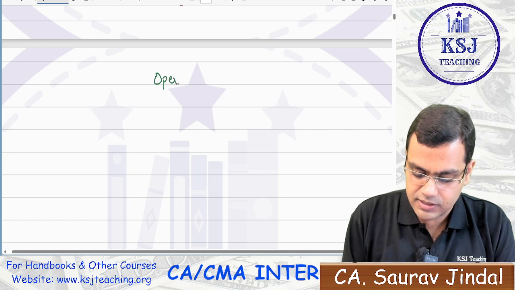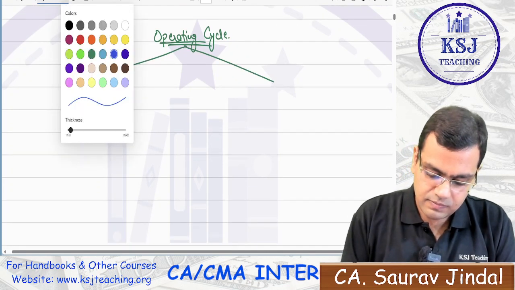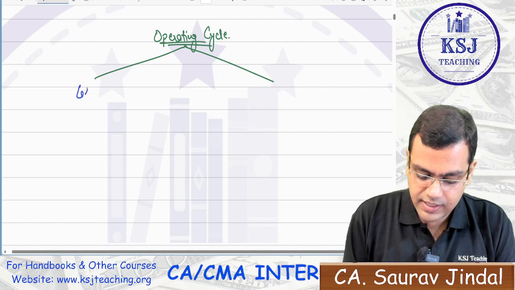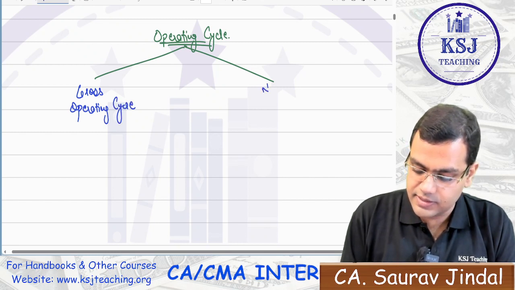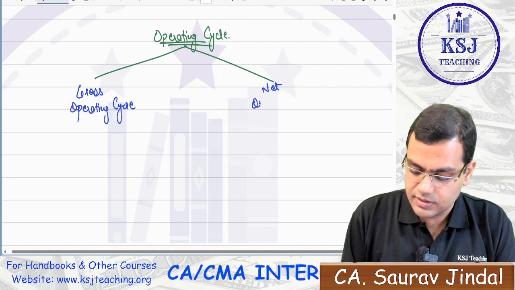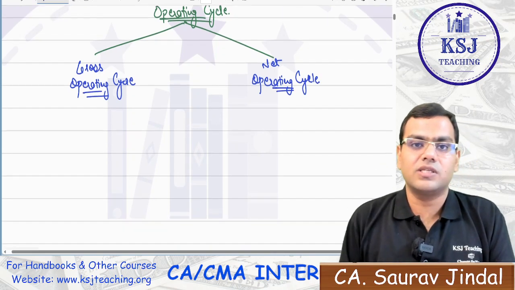we can divide this operating cycle into two parts. One is gross operating cycle and the other one is net operating cycle. Right?